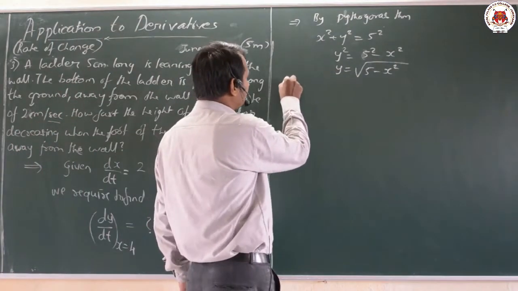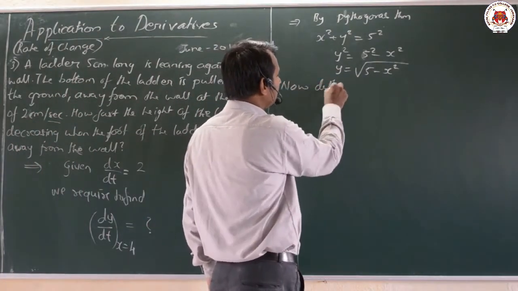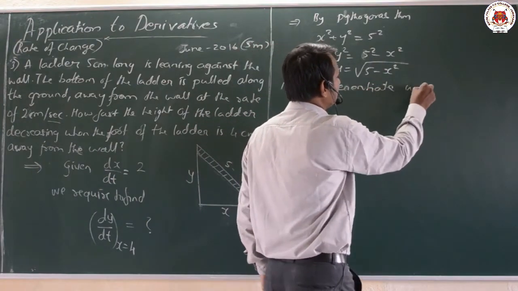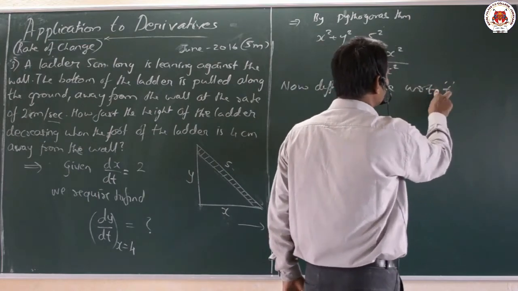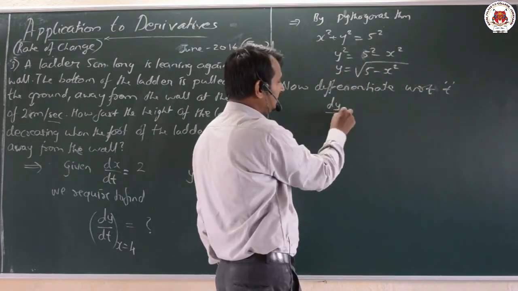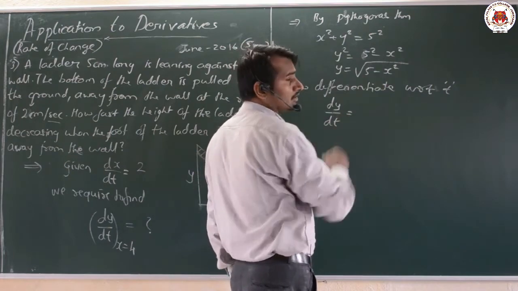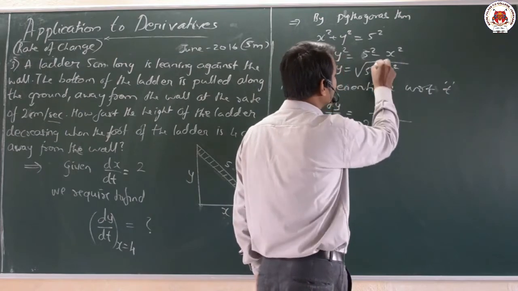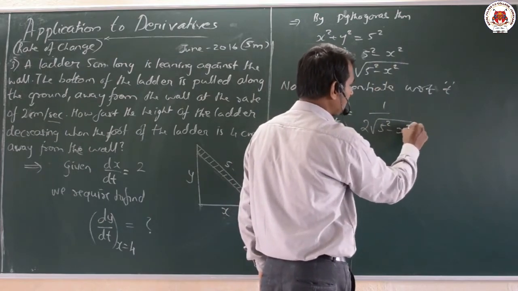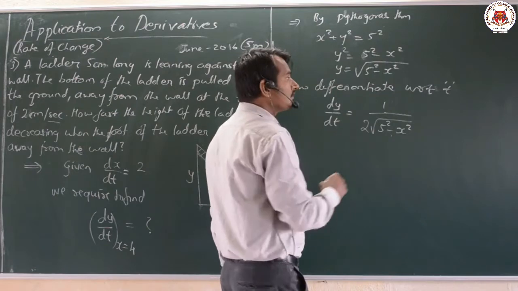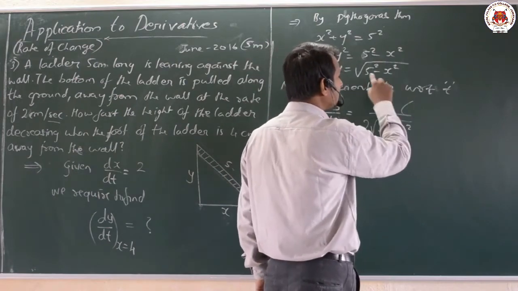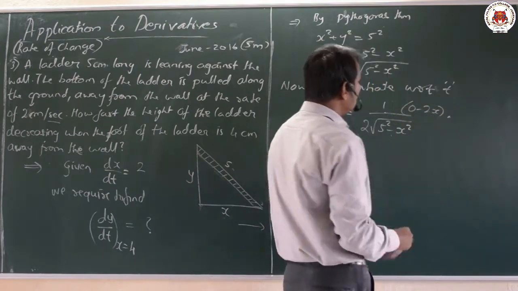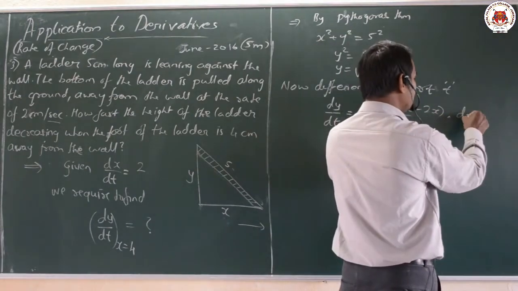Now differentiate with respect to t. So what we get here, the differentiation of y, dy by dt, is equal to the derivative of root x, which is 1 by 2 root of x, that is 1 by 2 root of 5 square minus x square. Further, differentiation of the innermost part, that is 0 minus 2x, into further differentiation of x, which becomes dx by dt.